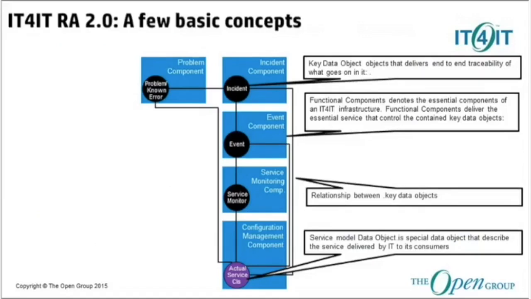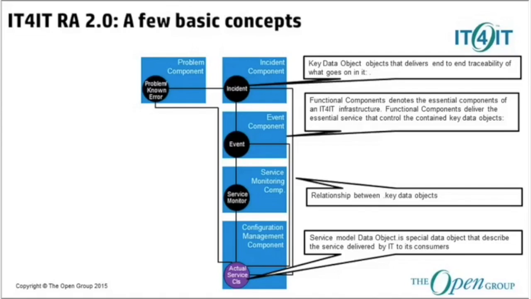So let's look at IT4IT at layer 1. First, a couple of symbols here. As I said, there are really three symbols. The black circle is a data object or key data object. We've identified a small set of key objects, about 33 key objects in total, that really control all of IT end to end. And they are listed in this.